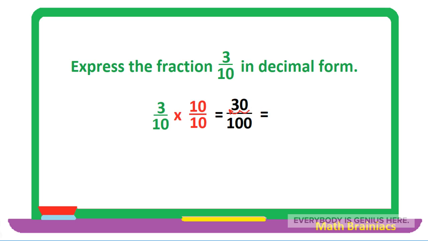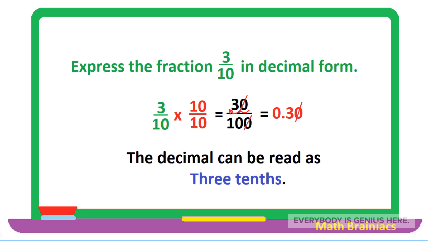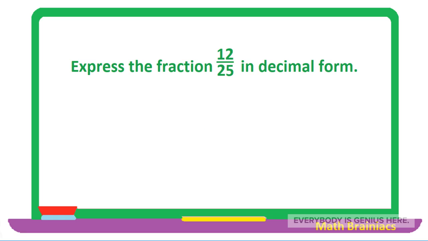Since we have two zeros on the denominator, we're going to write the decimal point on the numerator 2 places to the left. And it will give us 0.30. Or we can simply cancel out the 0 on the numerator and 1 0 on the denominator, which will give us 0.3. And the decimal can be read as 3/10. Let us work on another example so that you can practice more. Express the fraction 12/25 in decimal form.